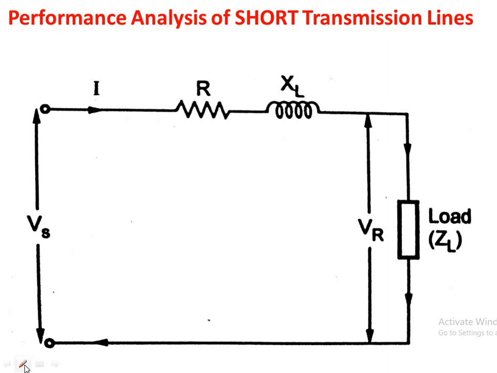As I told, I is the load current and ZL is the load. Voltage across the load is VR, the receiving end voltage. Voltage across the supply is the sending end voltage. Resistance and reactance, that is inductive reactance.